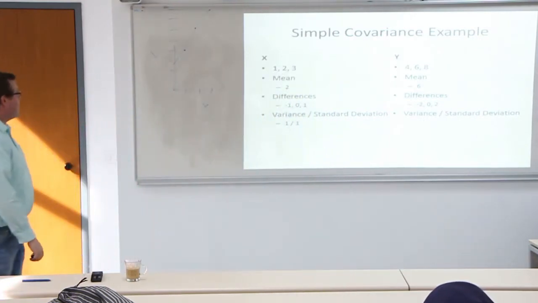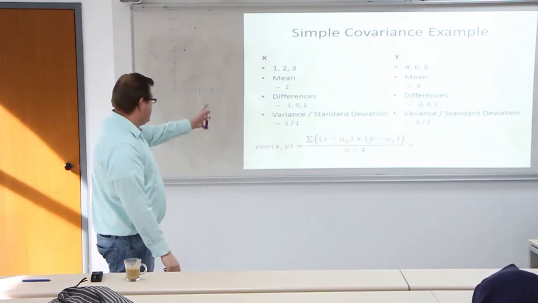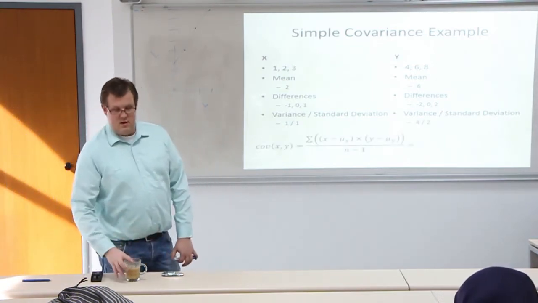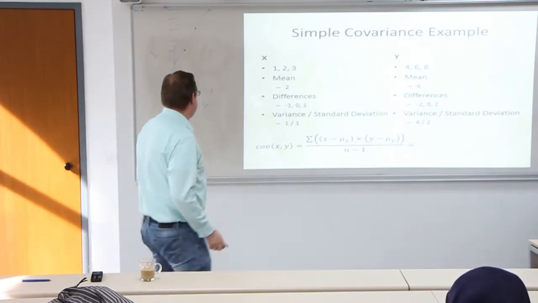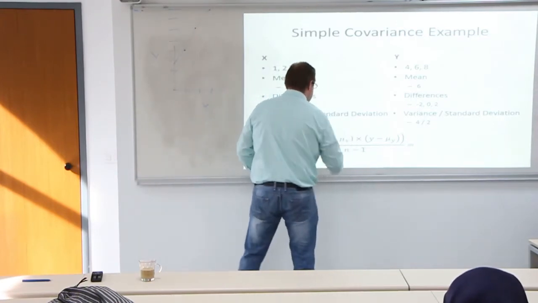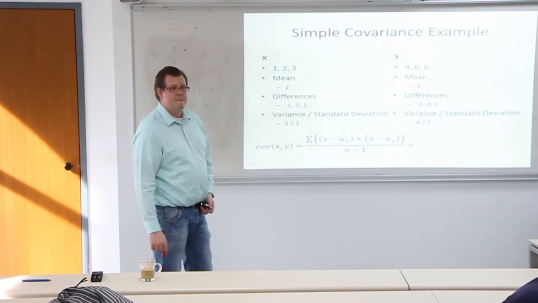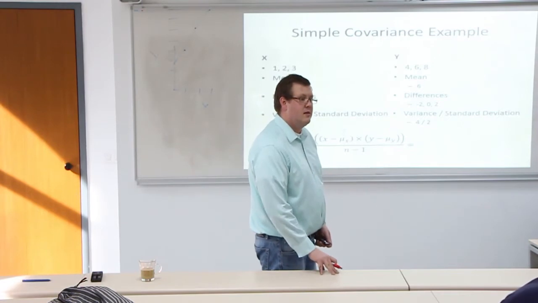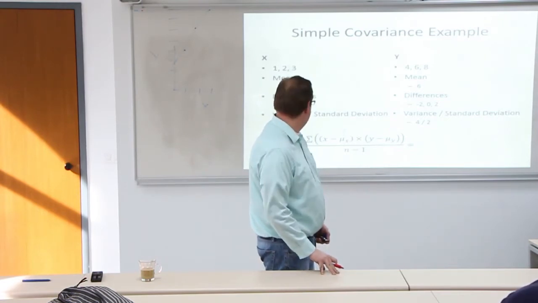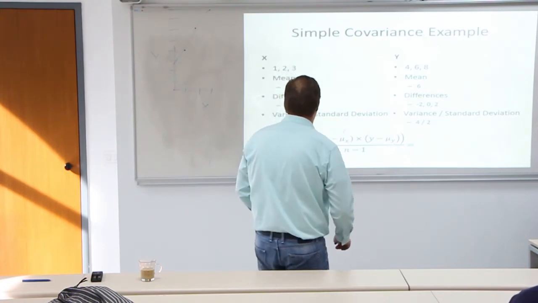Sweet. Okay, now we need to get the covariance. So I'll give you the formula. There it is. The mean of x is 2.